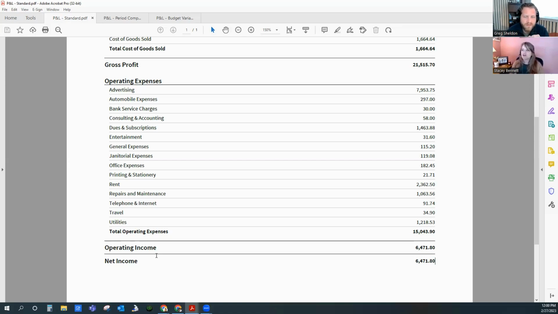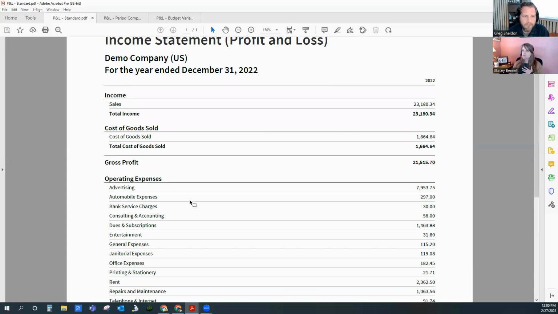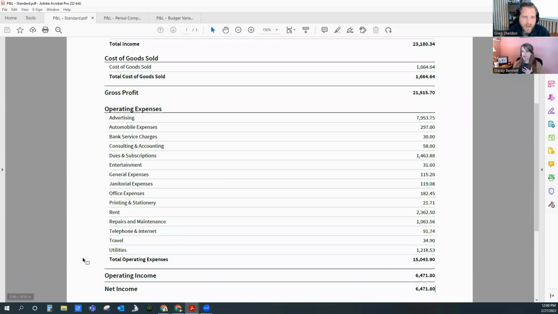I want to show a couple of different variations of a profit and loss. So this here is your standard profit and loss. What this is going to tell you is how much you sold and how much it cost you to sell that. If you're a service-based business, often you're not going to have cost of goods sold. I don't have COGS on my income statement as an accounting firm. And then your operating expenses, the cost of operating your company. This will be everything from your rent and utilities, paying your accountant, automobile expenses, advertising, all of that stuff.